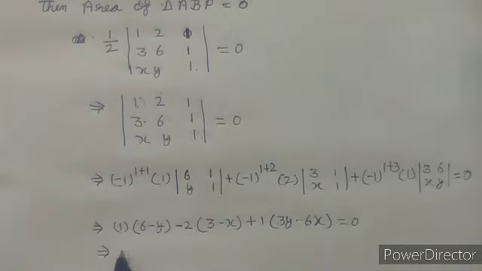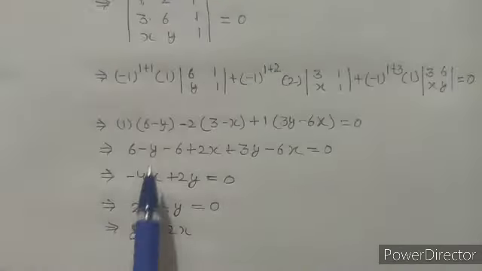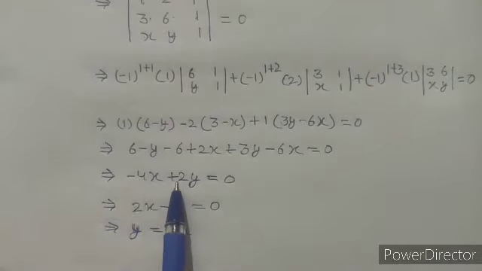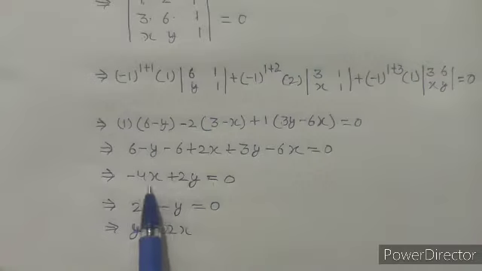On solving this, we will get minus 4x plus 2y is equal to 0, and this on dividing both sides by minus 2, we will get 2x minus y equal to 0, or we can say y equal to 2x. So this is our equation of the line passing through 2 points A and B.